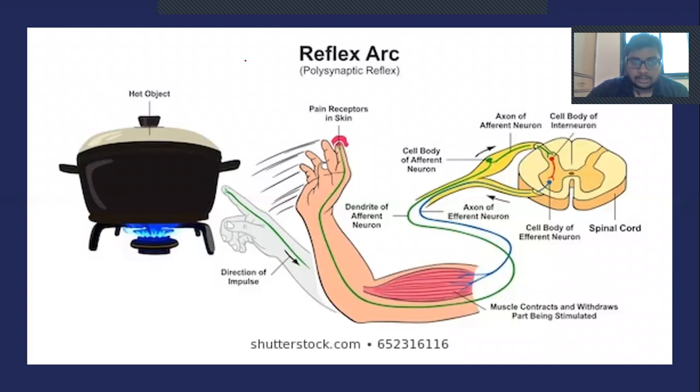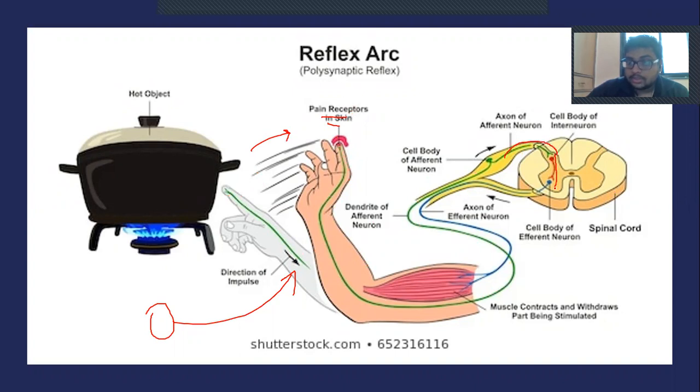Check this out now. I'll explain the thing again. Let's say that this is your original position over here. Let me mark it as O. So what will happen if you touch this? You will immediately take off your hand. How is that happening? Let's see. The pain receptors in the skin will send signals from here to the spinal cord, not the brain.